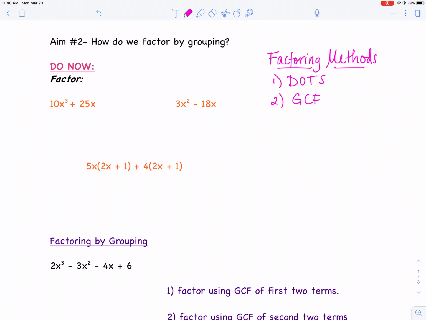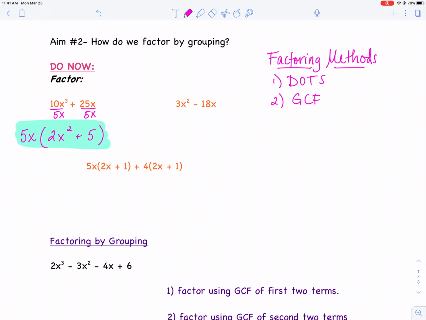You should always look for the greatest common factor first, and if you notice in the do now, there is a greatest common factor between 10 and 25 of 5. And when you look at x cubed and x, the smaller one would be x. They both have an x in common. So I am going to take that GCF and divide each term by the GCF, and that would leave me with 2x to the second plus 5. The x's divide out, so this is my answer: 5x times 2x squared plus 5.